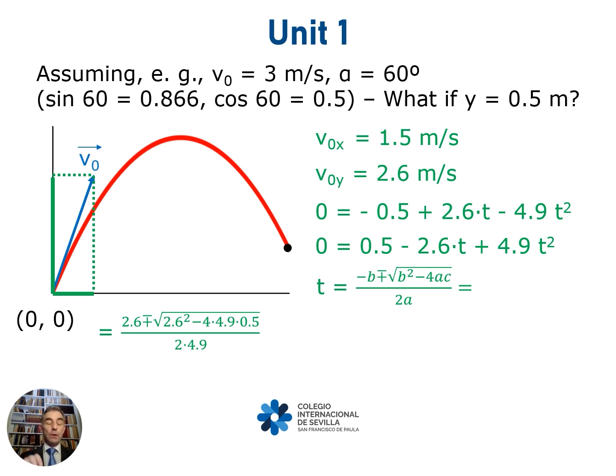When we solve the square and the multiplication, the product, we obtain 2.6 minus plus the square root of 6.76 minus 9.8, divided by 9.8, which equals 2.6 minus plus the square root of minus 3.04, divided by 9.8. But we cannot solve the square root of a negative number. There's no real solution for the square root of a negative number.